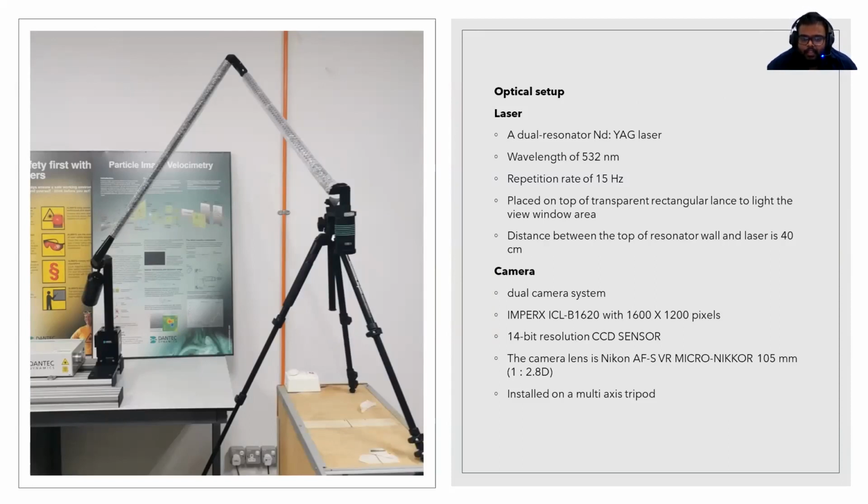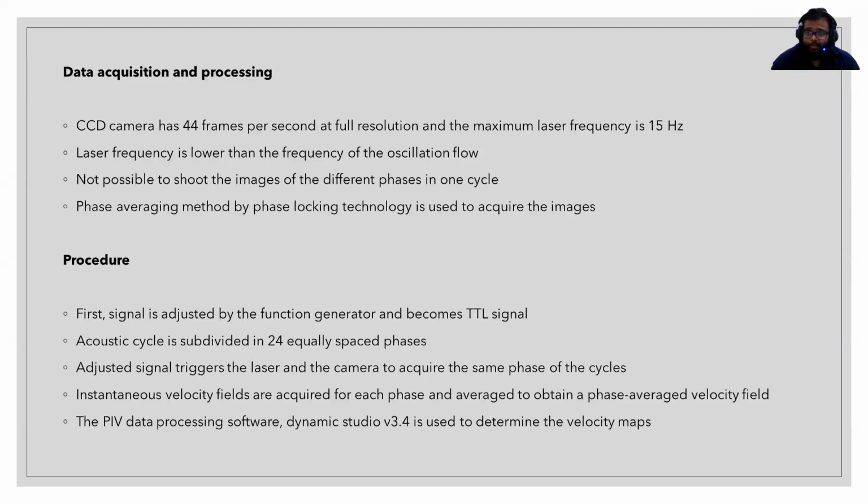Next, the laser is a 532 nanometer wavelength laser, which has a repetition rate of 15 Hertz, and the camera is an Imperx ICL B1620. We use a dual camera system for this PIV, and the camera setup is installed on a multi-axis tripod so that we can adjust the X, Y, and Z coordinates for the experiment.